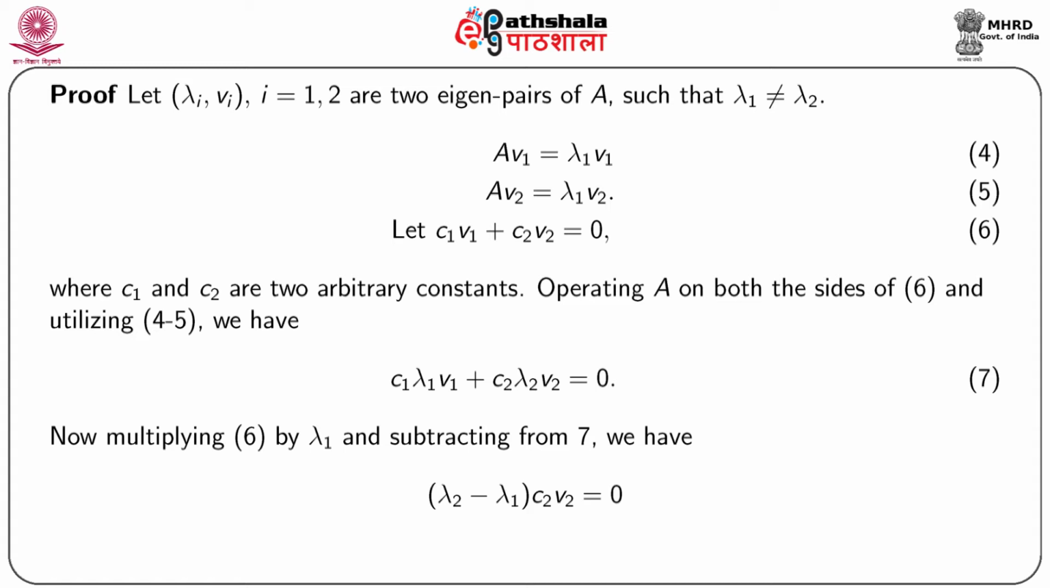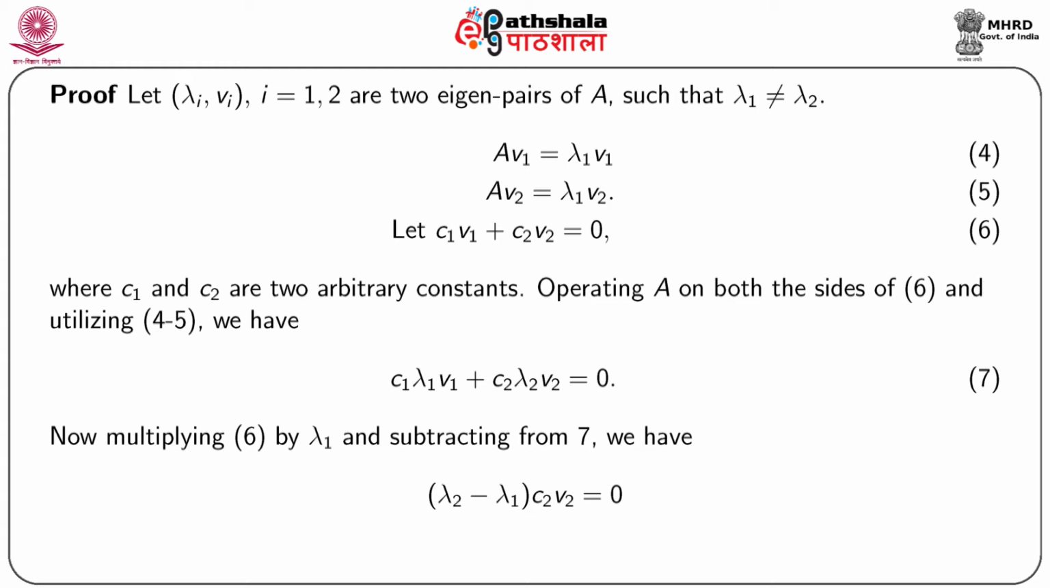So, what you are doing here is you are multiplying the left hand side of 6 with A, and if you do that, you will get A c 1 v 1 plus A c 2 v 2 is equal to 0 matrix, and then c 1 is a constant, it will come out and you will get c 1 A v 1 plus c 2 A v 2 is equal to 0. Now, since A v 1 is equal to lambda 1 v 1 and A v 2 is equal to lambda 2 v 2, we will get c 1 lambda 1 v 1 plus c 2 lambda 2 v 2 equal to 0, given by equation 7.